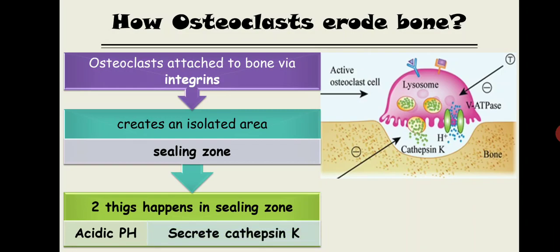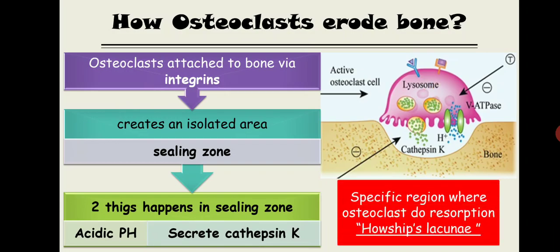Now what will this cathepsin do? Cathepsin will break the collagen. In some books, that space, that region, this private space that is created by the osteoclast, is known as Howship's lacunae. Got it?